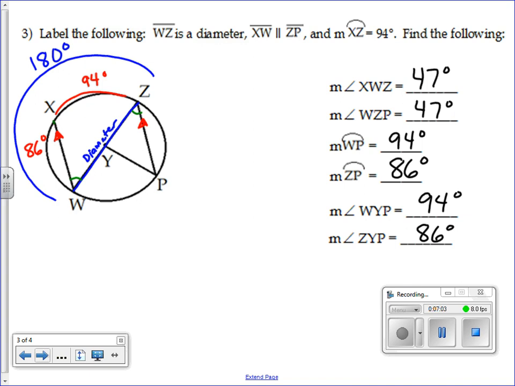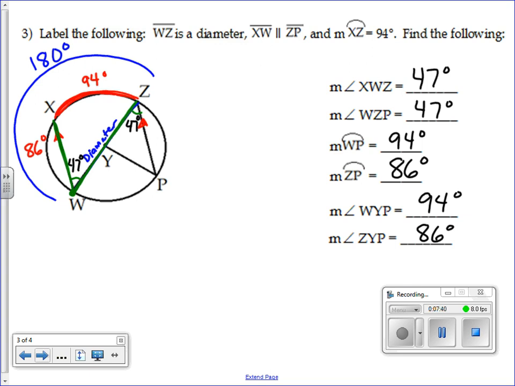If I take a look at the first angle, which is XWZ, notice how it's an inscribed angle because W is on the circle, and it's opening up to the 94-degree arc, XZ. So if you know the arc, how do you get the angle? Well, you have to take half of it, so that's going to be 47 degrees. Now we know the measure of angle WZP as well. This is going to be 47 degrees.